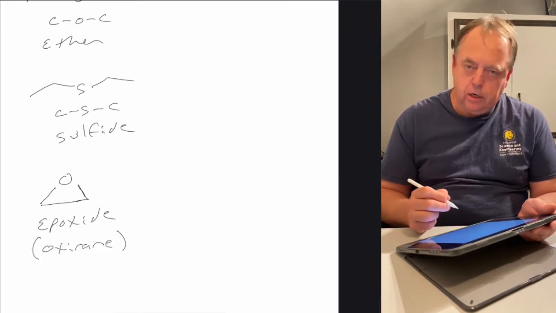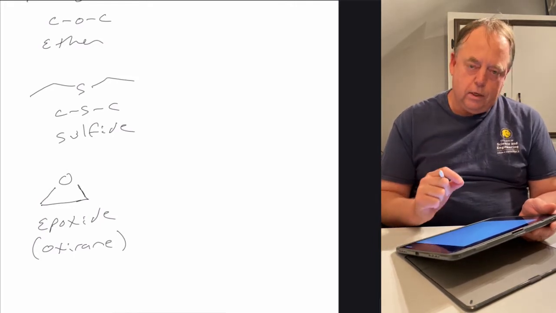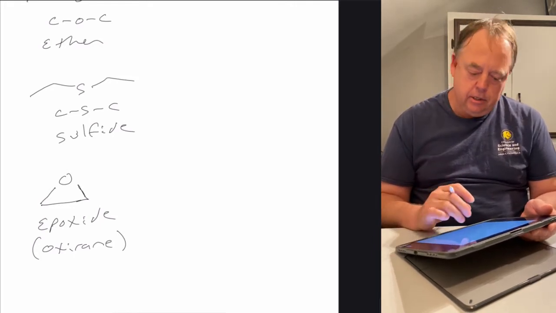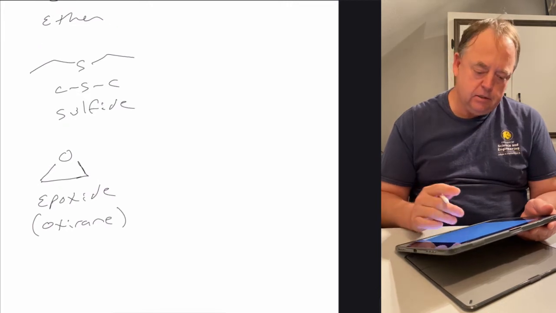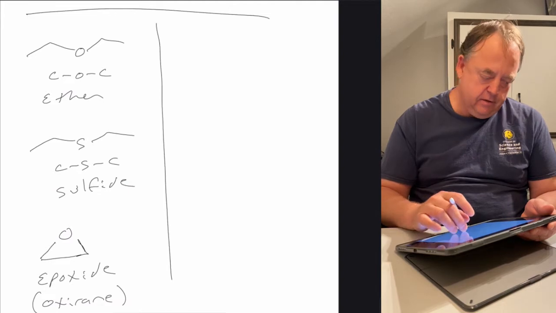Also sometimes called an oxirane. So it has to be a three-membered ring. One of the atoms in the ring has to be oxygen and the other has to be carbons to be an epoxide. So those all have similar reactivity.